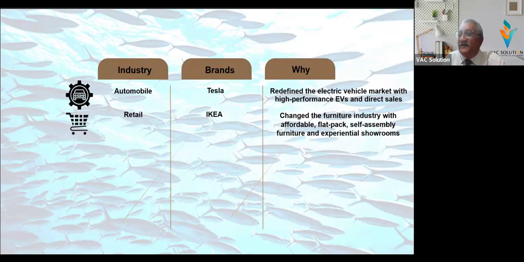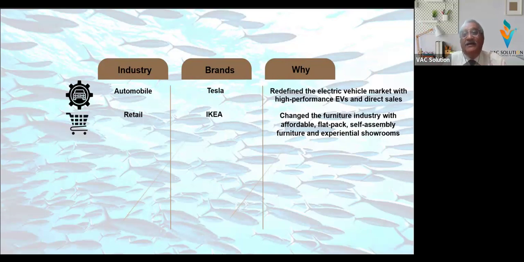IKEA is always taken as an example of the blue ocean in the retail industry. Because you see, in the retail industry, what do you get? You get finished goods. But here is someone who gave you the parts and said, go home and do it yourself. In the furniture industry, they have to come and deliver it because everything is so big. But they created customer empowerment, flat packs. You buy and take it and do it yourself. And you can try it out in their showrooms.